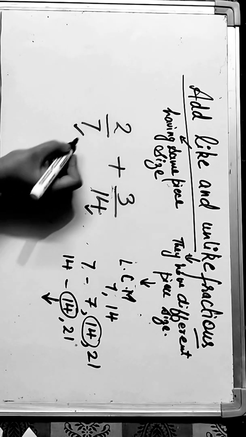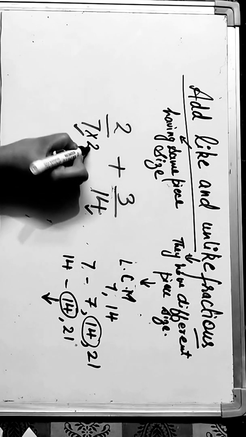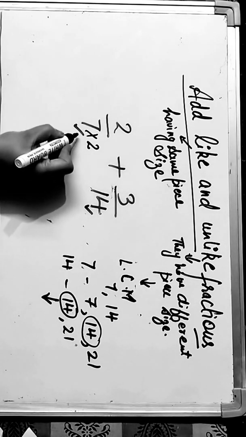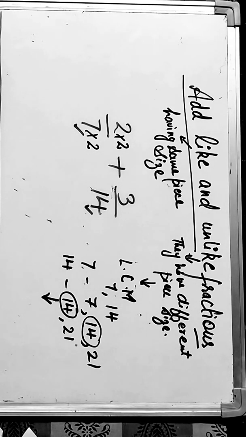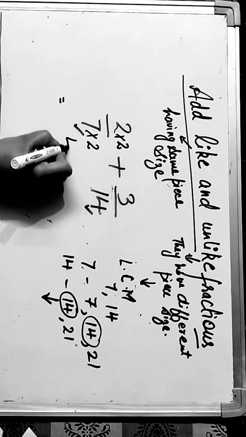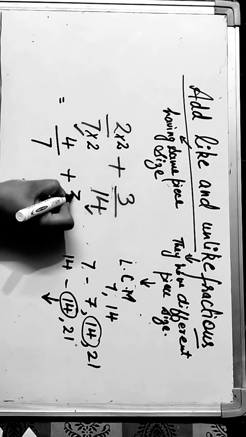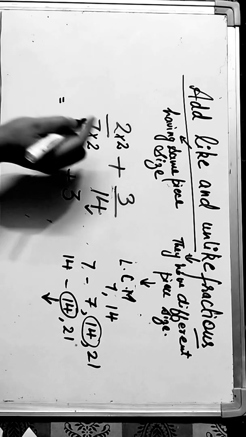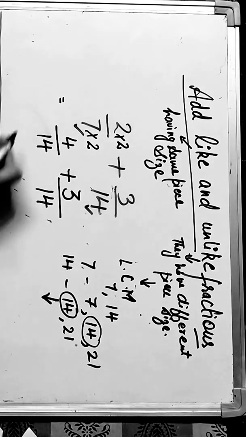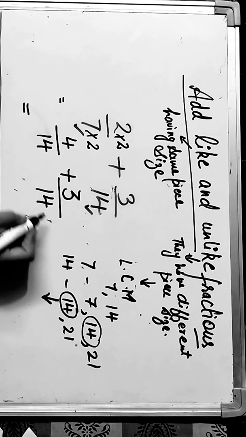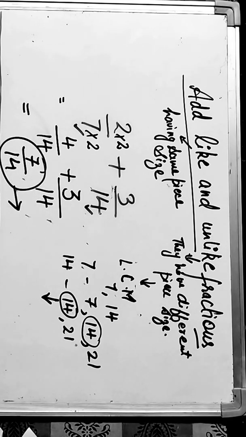So the way is, with which number should I multiply 7 to make it 14? With 2. When we are multiplying this in the denominator, we have to multiply this in the numerator also. This will be written as 4/7. Okay, I'll multiply. This will be written as 4/14, and this will be written as 3/14. This will be equal to 7/14. This is the required solution you have.